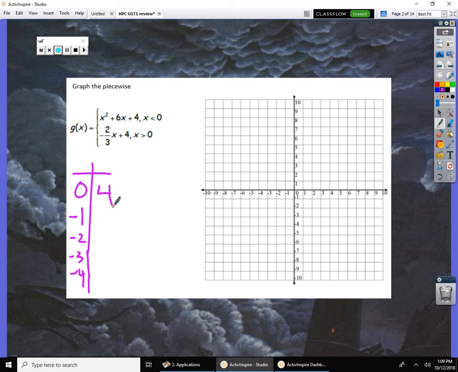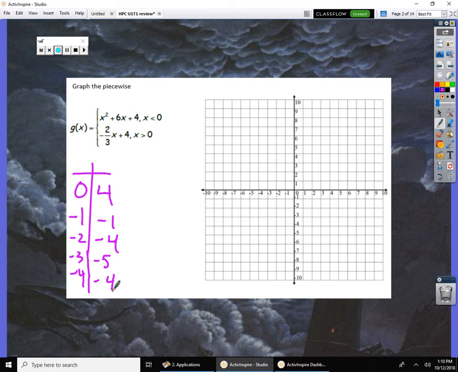What's -1 squared? What's 6 times negative 1? So 1 plus negative 6 is negative 5, plus 4 is negative 1. Great. When I square negative 2, I get 4. 4 minus 12 is negative 8, plus 4 is negative 4. When I do 3, it's 9 minus 18, which is negative 9, plus 4 is negative 5. When I do negative 4, it's 16 minus 24, which is negative 8, plus 4 is back to a negative 4. Cool? Yes, question.